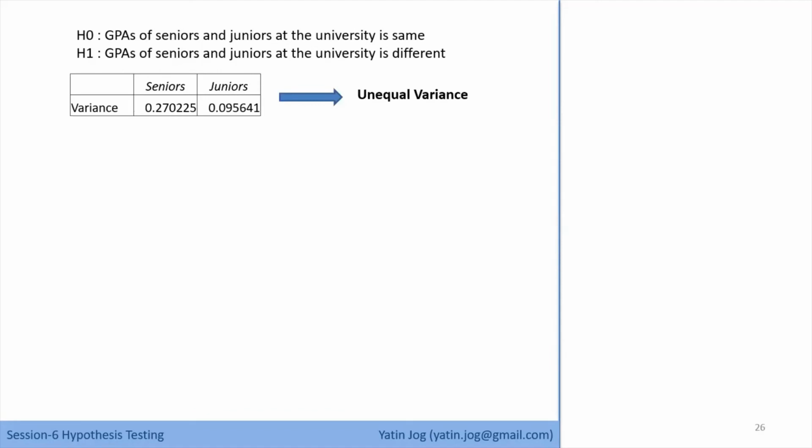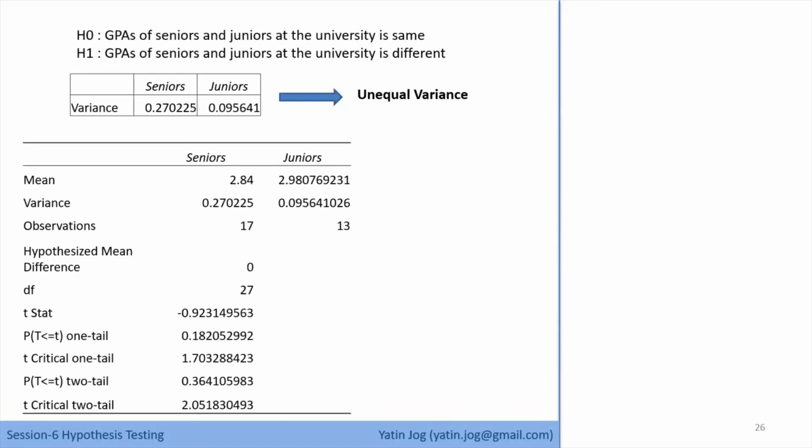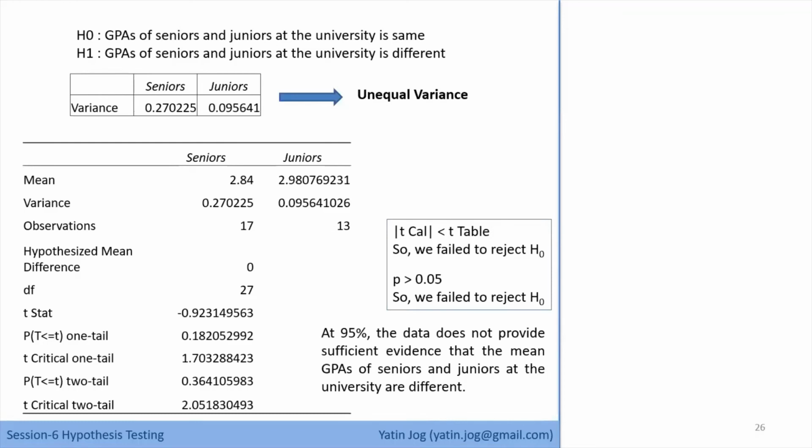If I calculate variance, it is 0.27 and 0.09. The difference is huge, so I can say it is a case of unequal variance. And if I solve the method unequal variance, then I get T statistics as 0.9 and T critical as 2.05. So T statistics is less than T critical, so I can say we fail to reject H0. And even if you look at the p-value, it is greater than 0.05. In that case also we say we fail to reject H0.